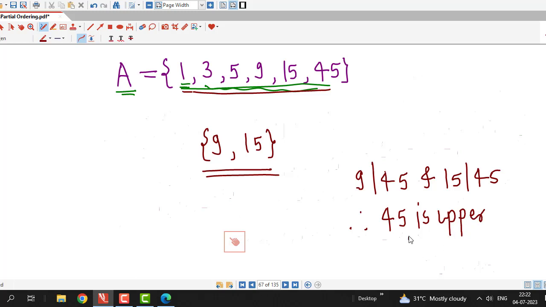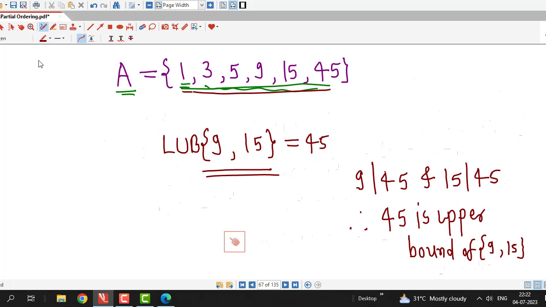45 is the upper bound of this set, 9 and 15. So there is only one upper bound. This means the least upper bound is 45.